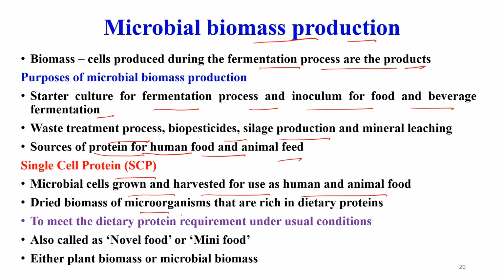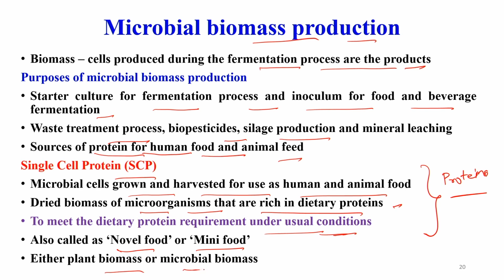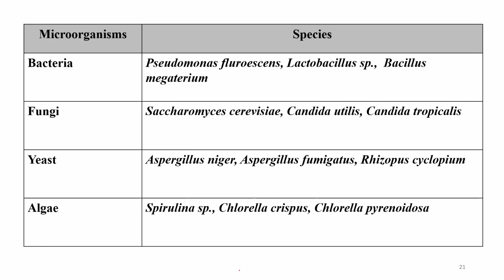There is dry biomass of microorganisms that are rich in dietary proteins. So, here the advantage is to meet the dietary protein requirement under usual conditions. In addition, when you are having the cell that should be rich in proteins, that can be applied as human and animal feed. In fact, they are also called novel food or mini food. So, they are either plant biomass or microbial biomass.